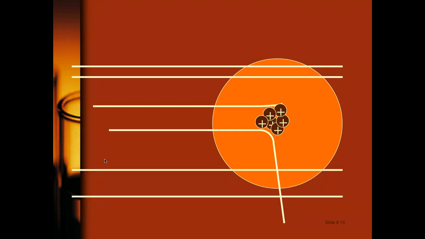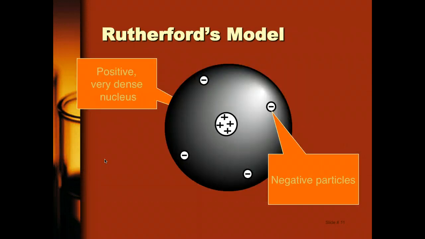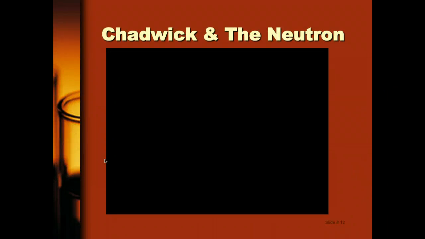Okay, so those are the alpha particles, and when they come near that positively charged center, they're deflected. They bounce back, they bounce off, okay? But they get detoured. Alright, so what did his model then look like? He revised the model of the atom and said that there is this positively charged, very dense nucleus in the center, and that those negative particles are able to fly around on the outside. Alright, movie time.